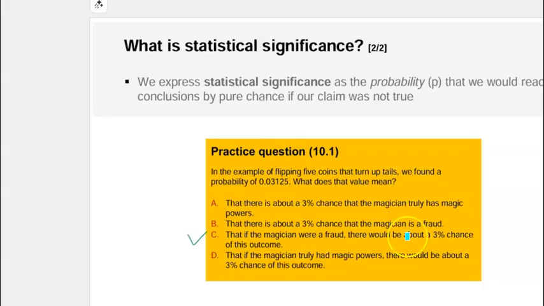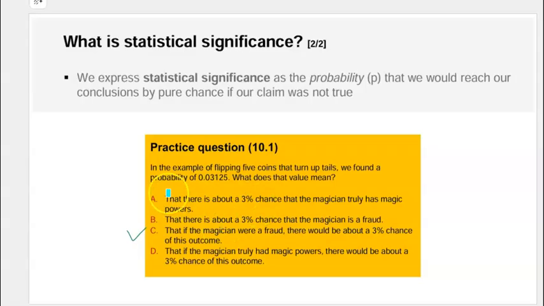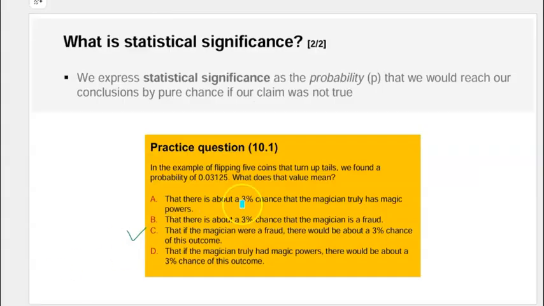So here, let's see the story of the magic power. The magician has a magic power, that is the alternative hypothesis, and the magician has no magic power is the null hypothesis. So if the probability is 0.03, that means the p-value is less than 0.05. So that means you have to reject your null hypothesis.